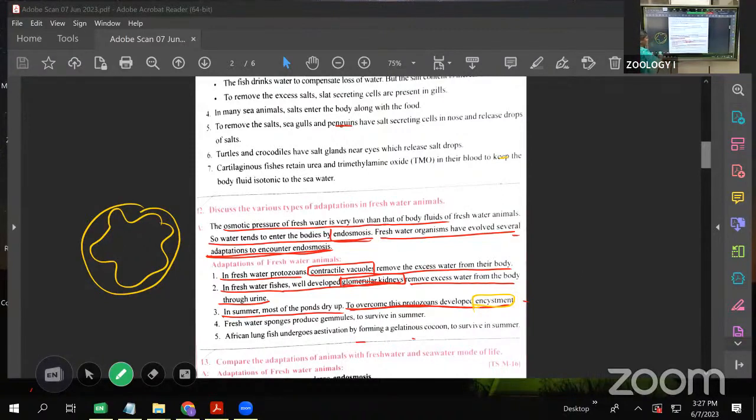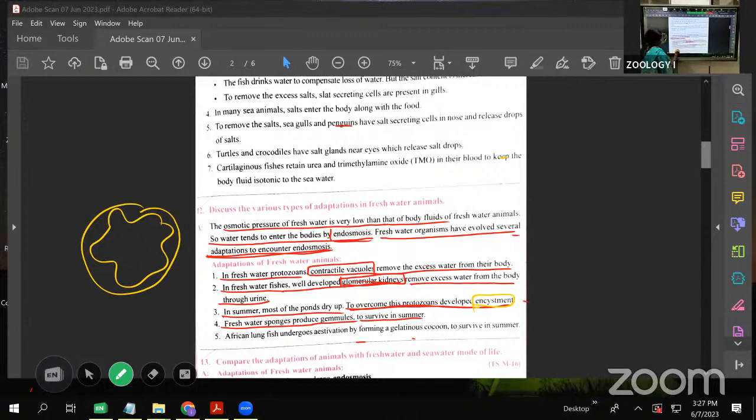Next, the freshwater sponges produce gemmules. Gemmules are formed in dry conditions. When favorable conditions are there, they germinate. They produce the gemmules to survive inside the summer. Next is the last one.